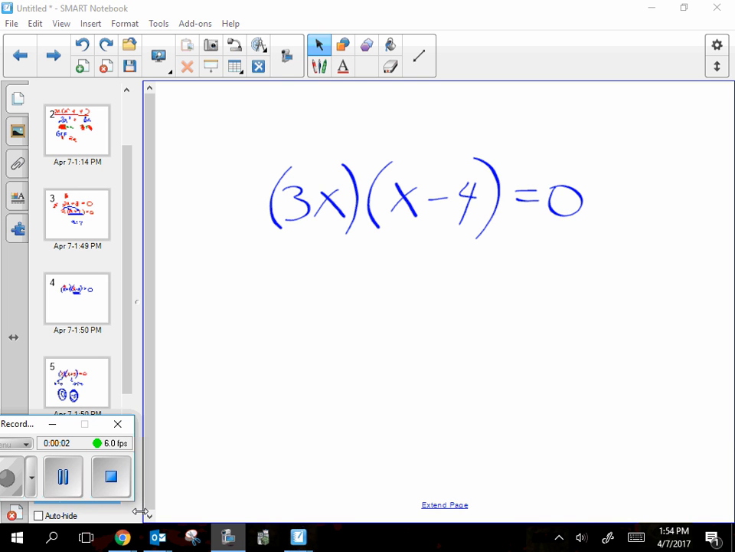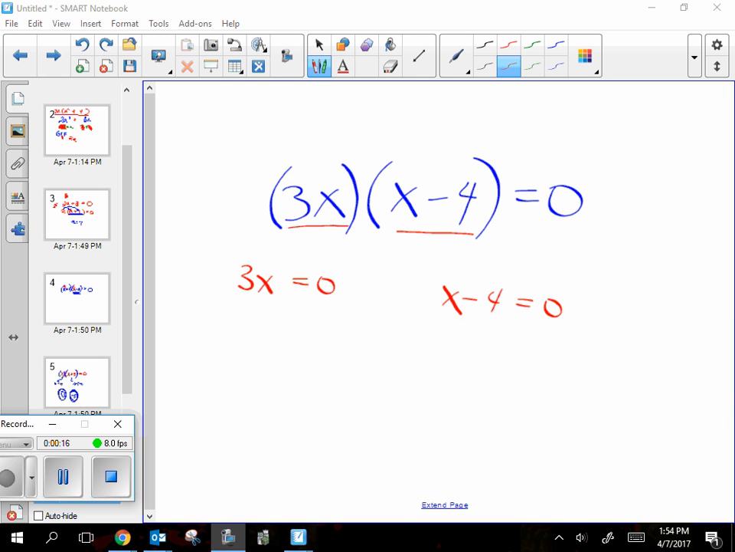Okay, today is about solving equations when they're factored. What I would do if I were you is take this part and set it equal to 0, and this part and say equal to 0. And then it's just two little mini equations. This equation, what makes it work?